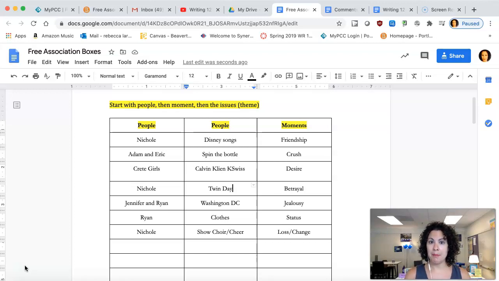So in the yellow, you're going to want to create your own piece of paper with this. You're going to start with people and then the moment. Oops, it should go like this. And then the issues. People, moment, and I'll fix that right now. Issues. And the issues are going to be really the theme, which is another word for kind of a thesis, but we use theme when we talk about narrative writing, memoir writing, or fiction writing.